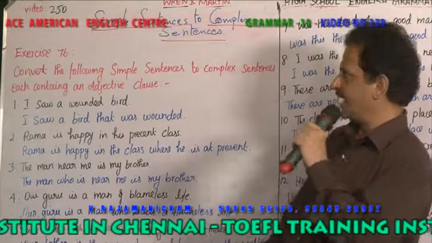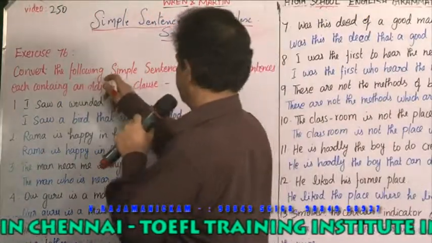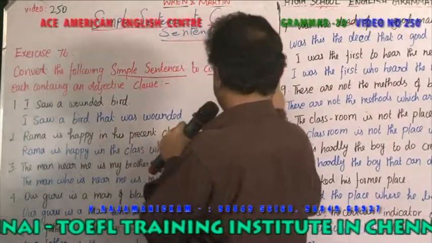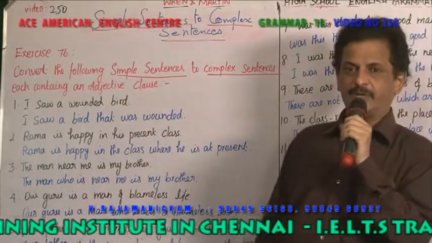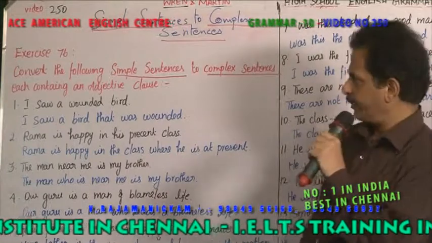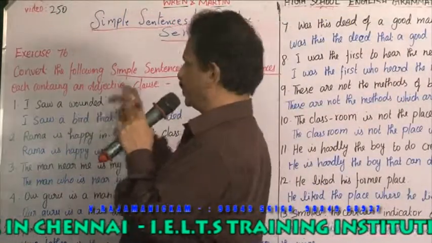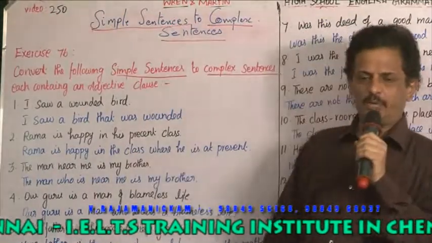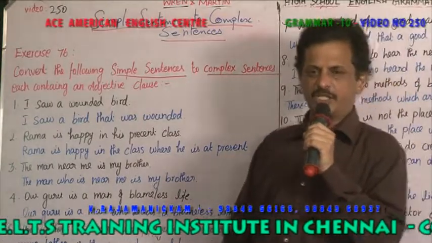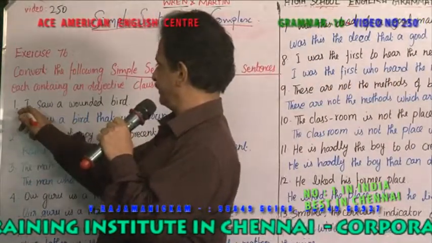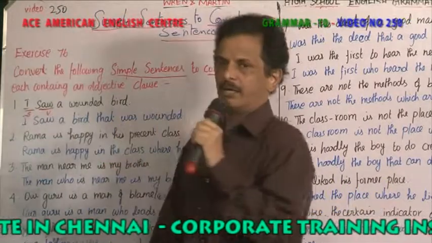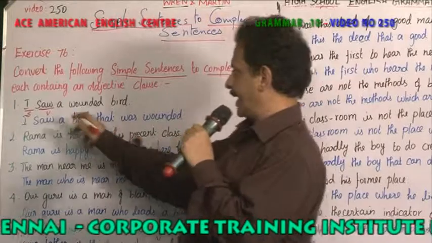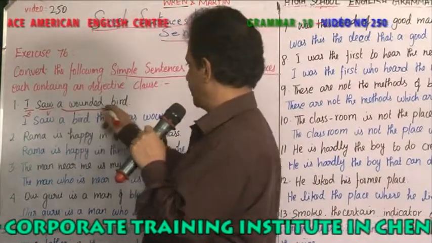Right, sir? Now, see here: convert the following simple sentences to complex sentences. You have to convert, change. For example, I saw a wounded bird. Which is the subject here? I is the subject. Saw is a verb. I saw what? What did I see? A wounded bird. A wounded bird becomes an object.